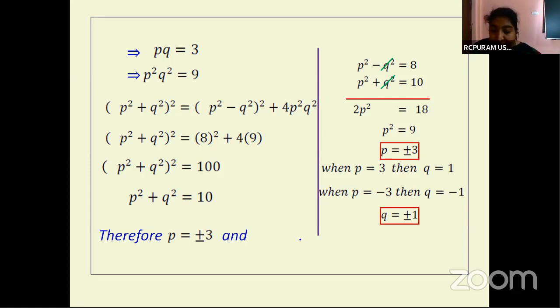Our question is to find out P and Q, children. So we have calculated P and Q. So this is an interesting problem which is relating the complex numbers and the quadratic equations.